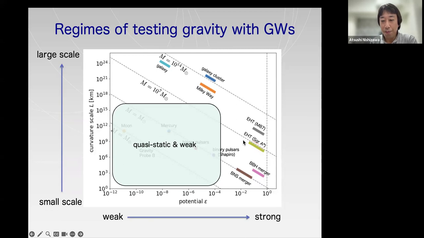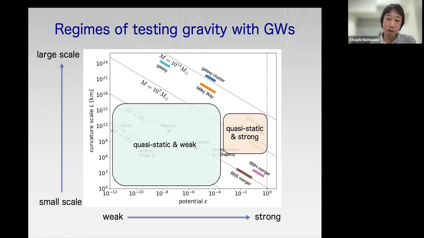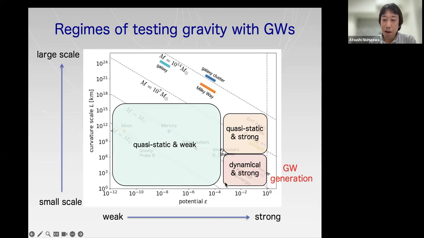And another regime of gravity is here. There are observations of the Event Horizon Telescope. This is also a quasi-static regime, but gravity is stronger, very close to the horizon of a black hole. And in this region, there are also binary neutron star mergers or binary black hole mergers. So this regime is strong and dynamical. This can be tested by gravitational wave generation.